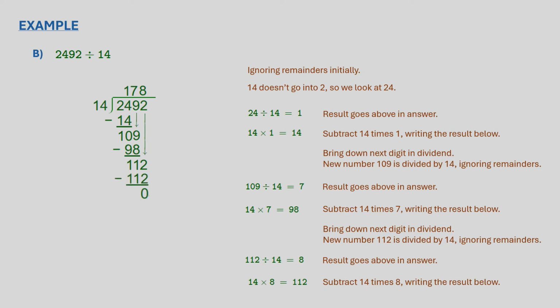Like with the previous example, once we've done the last step and we have no more numbers left to bring down, we are left with the result of 0 below, so there is no remainder to this sum. And we have 2492 divided by 14 being equal to 178.